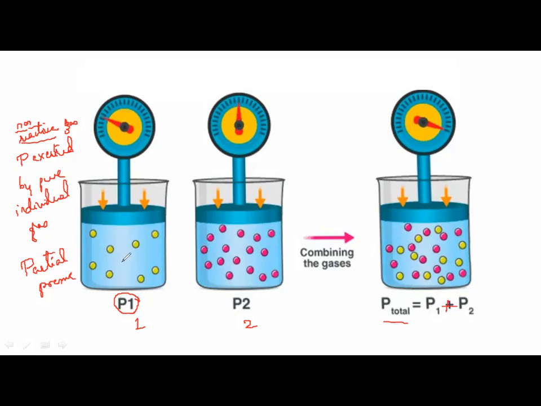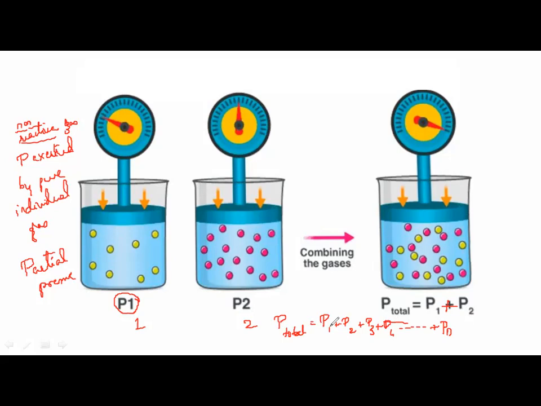So this gas individually exerts pressure P1, and this gas exerts pressure P2. You mix both gases, which are non-reactive. The total pressure exerted by this mixture will be equal to the sum of the pressures exerted by the individual gases. Therefore, if you have mixed n number of gases, P total is the sum of the n partial pressures: P1 plus P2 plus P3 plus P4 and so on up to Pn.